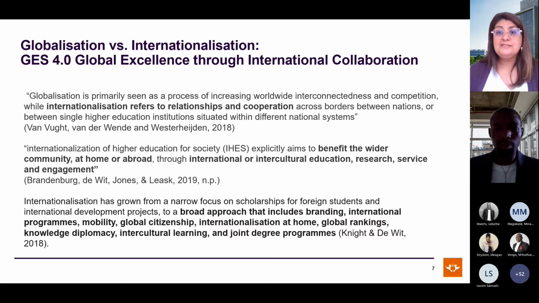The reason I'm mentioning this now is because you'll see the link with COIL later on when Dr. Lavern Samuels talks about the importance of COIL to internationalization: it is an approach that really is trying to emphasize that kind of strategy to internationalization, one that is for the global good and for the good of humanity.